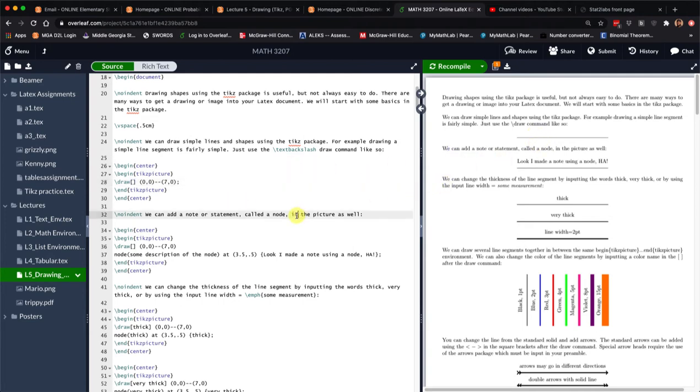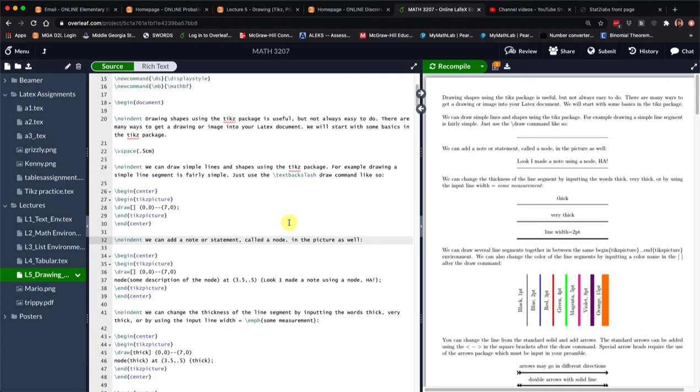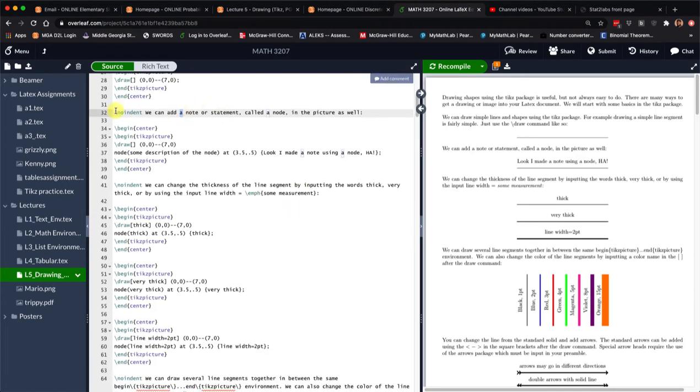We can also add words to a picture, and they call these nodes. So I'm looking right here at line 32, and I did a no indent, not that that matters that much for this. To add a node, I simply redrew my line from 0,0 to 7,0, and right below it, I put node. Some description of the node usually goes in these first parentheses. Not everybody uses this, so sometimes you can leave these blank, but if you want to keep tabs on what your nodes are when you're drawing a difficult picture, it helps to give some kind of description of your node. That will not show up on your PDF.